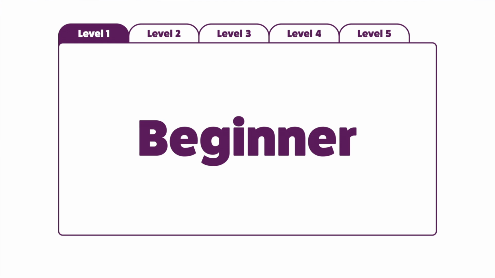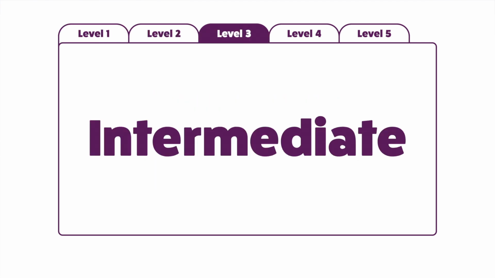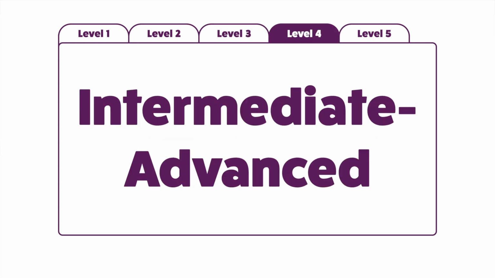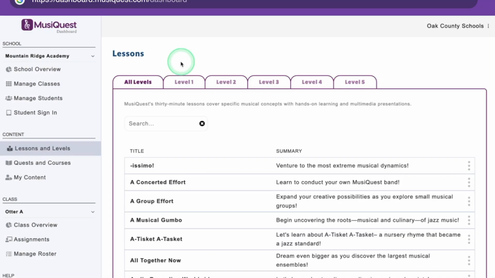Level 1 is Beginner, Level 2 is Beginner Intermediate, Level 3 is Intermediate, Level 4 is Intermediate Advanced, and Level 5 is Advanced. I want to find a lesson about half notes, so I'll type in half note.